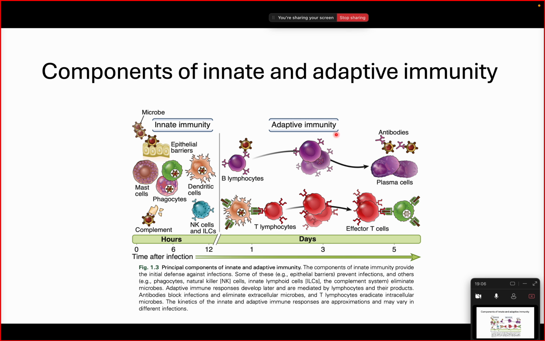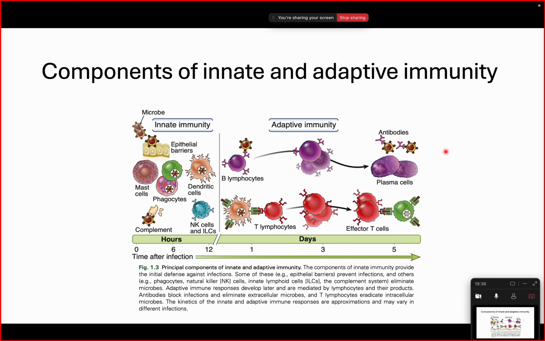Then, if we talk about adaptive immunity, it majorly has two components. First, B lymphocyte, and another component is T lymphocyte. So, B lymphocyte gives rise to antibodies, and T lymphocytes give rise to effector T cells. Okay, this is the overview of it.